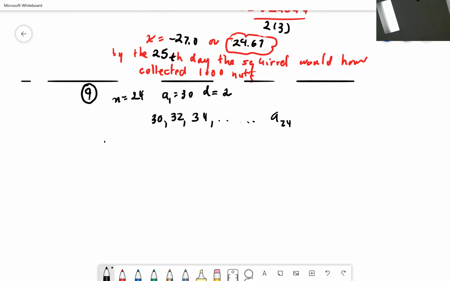Now, the first part of the question asks, find the amount of her final payment. So her final payment will be what? Well, this happens at a to the 24th.